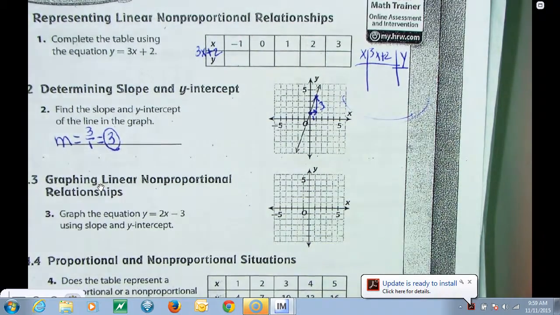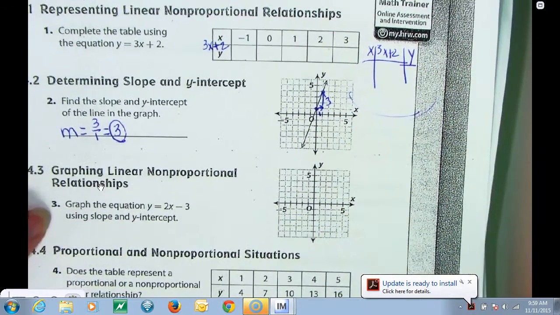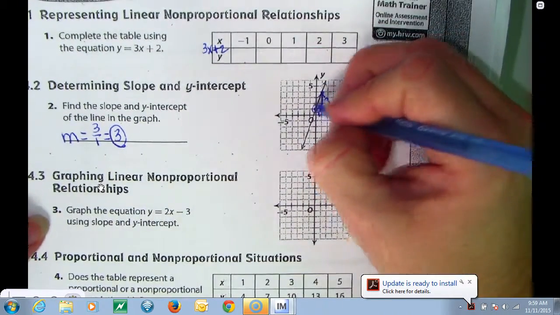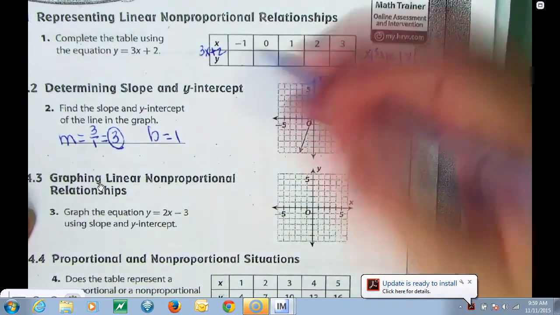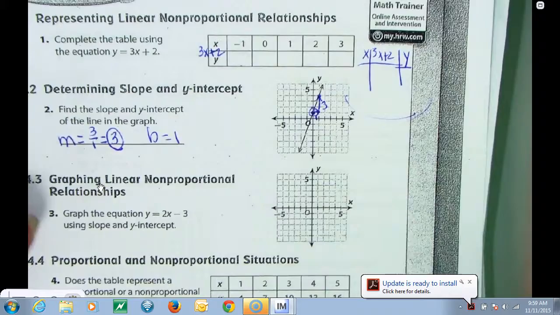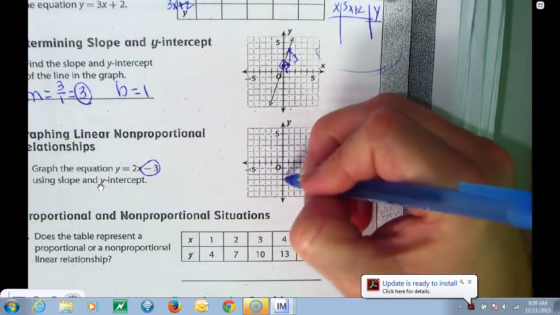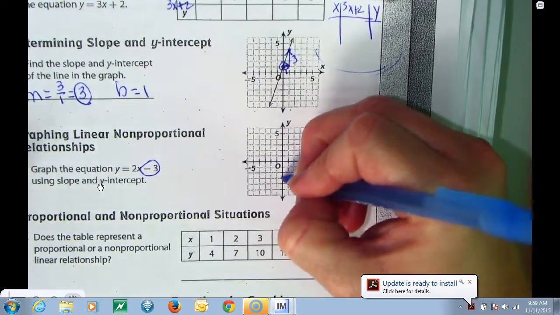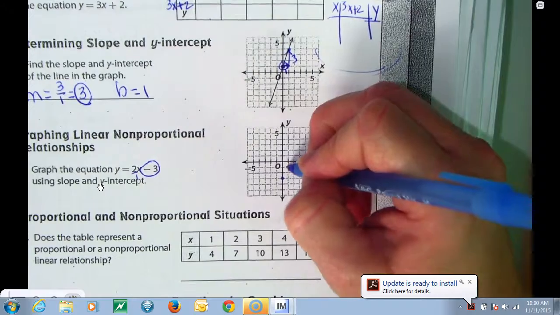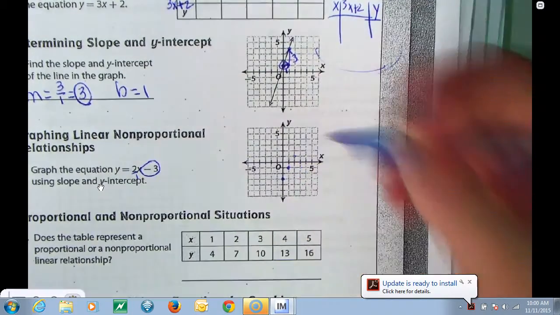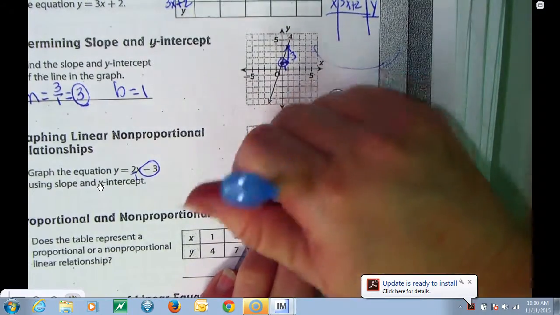No, 2, because you missed 80 and then 10 points. Okay. Number 3. Oh, wait, we're not through. And the y-intercept is 1, because it crosses the y-axis at 1. Number 3, you had to graph this. That's your y-intercept, -3. The slope is 2 over 1. I'm going to go over 1, up 2. Over 1, up 2. Then I'm going to draw my line.